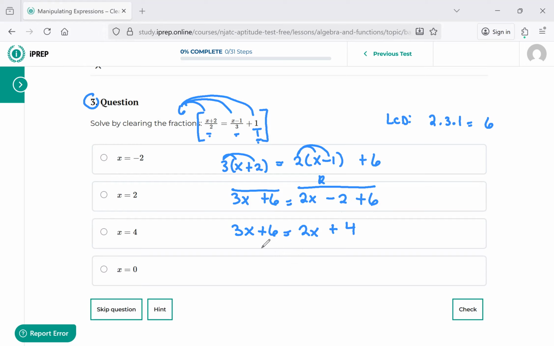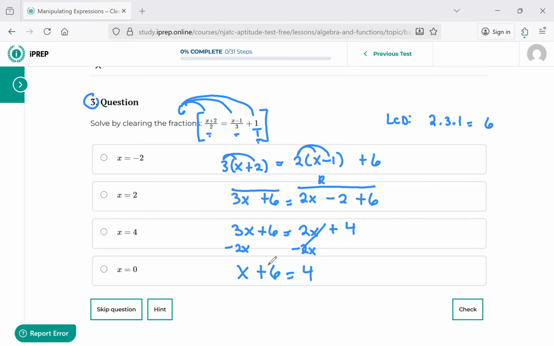Now what we have to do is get all the variables on one side and all the constants on the other side. It doesn't matter what you do first. If I'm going to get all the x's on one side, all I'm going to do is subtract 2x from both sides. Okay, so 3x minus 2x is 1x plus 6 equals 4.